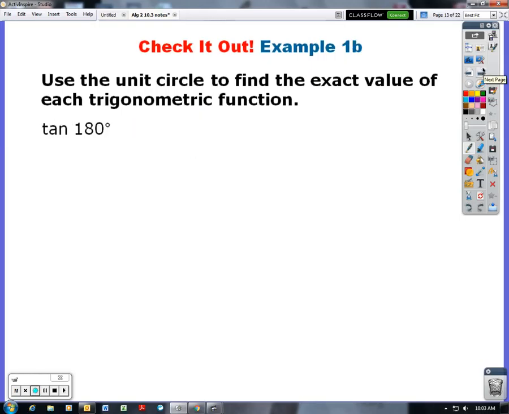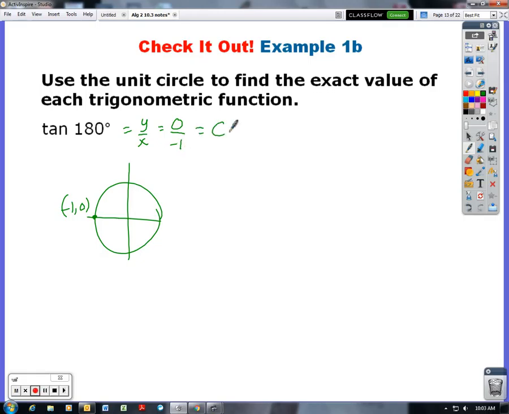Tan of 180, I'll talk about that one. 180 is right here. That's the point negative 1, 0. Tangent is y over x. So in this case, the y is 0 and the x is negative 1. So that's 0.